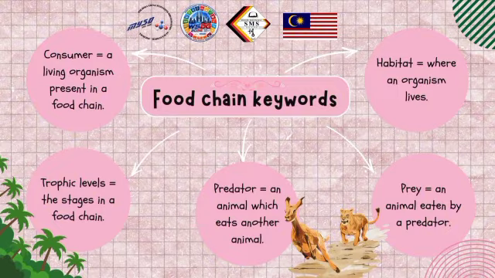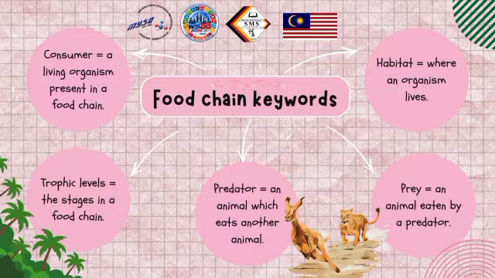First is consumer. Consumer means a living organism that is present in a food chain. For example, humans, goats, and birds are all consumers. Second is habitat. Habitat means where an organism lives, such as fish living in water and monkeys living in the forest.